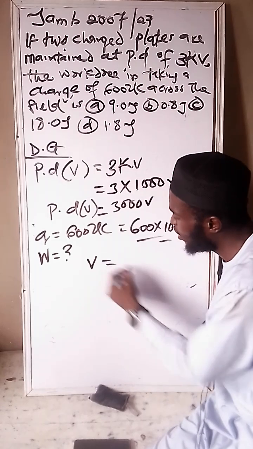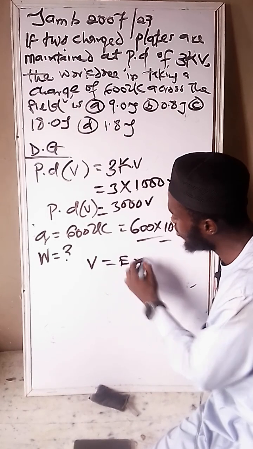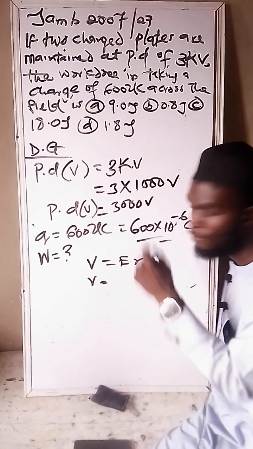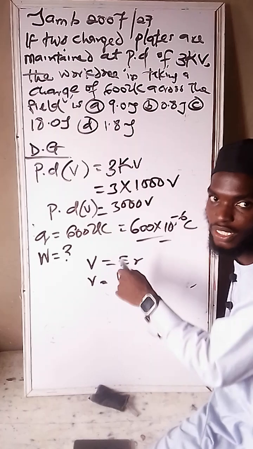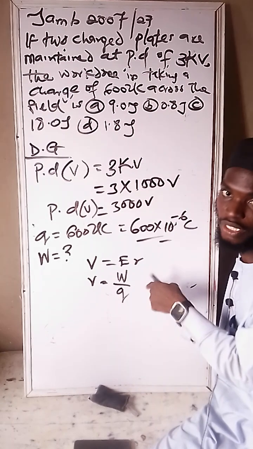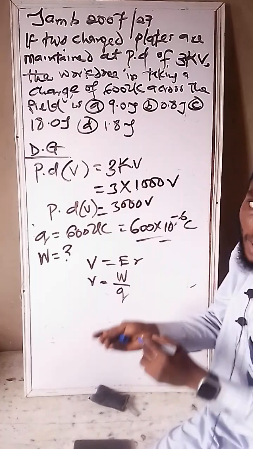I said V can be ER. I've explained that V can still be W. If I didn't say it, I'm saying it now. W over Q. I think I slot in this one there. Work done over Q. And now note, these are the parameters they were given.